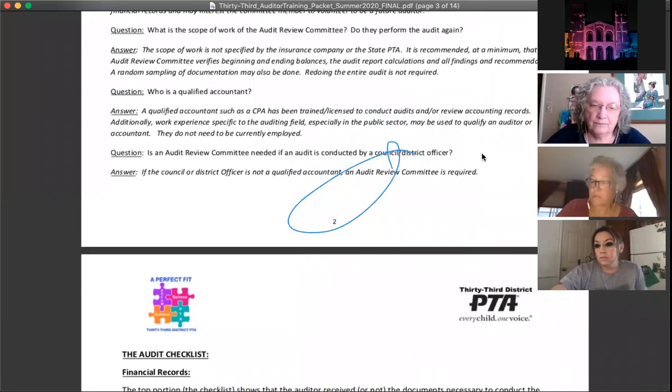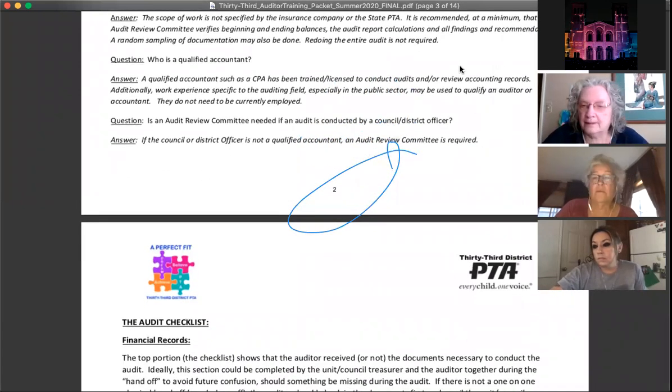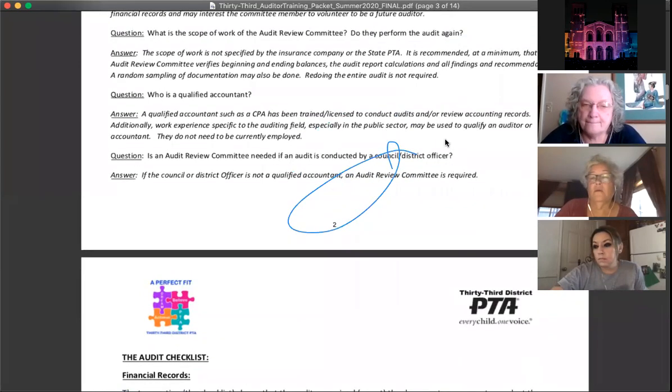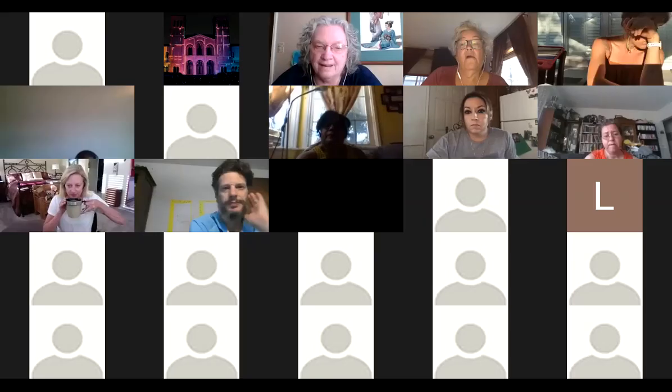Okay. Go down. I'm actually going to stop sharing for a second because I don't know how that blue mark showed up there, and I don't know how to get rid of it.